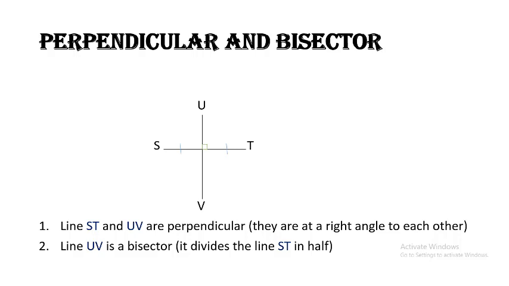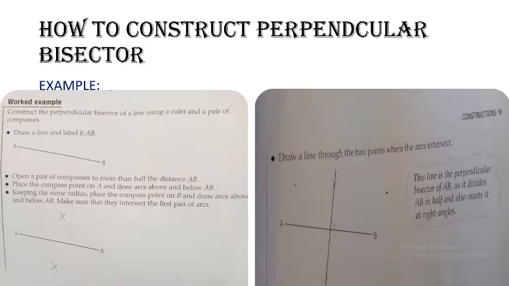Have you seen line UV, which is the vertical? That line has divided the line ST in half. So line UV is a bisector. We call it a bisector. Why? Because it divides the line ST in half. So that is all about perpendicular and bisector.